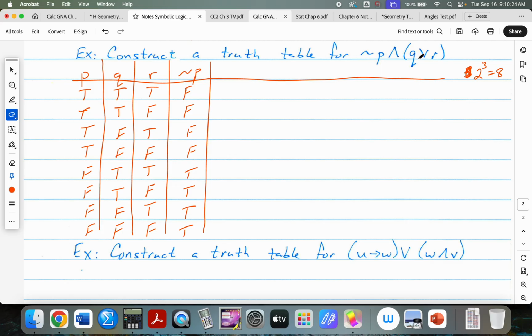And I want to put that together with Q or R. So I need a column for Q or R. So for Q or R, what has to be true? Either Q or R. So that's going to be true, true, true, false, and then that pattern's going to repeat. True, true, true, false.